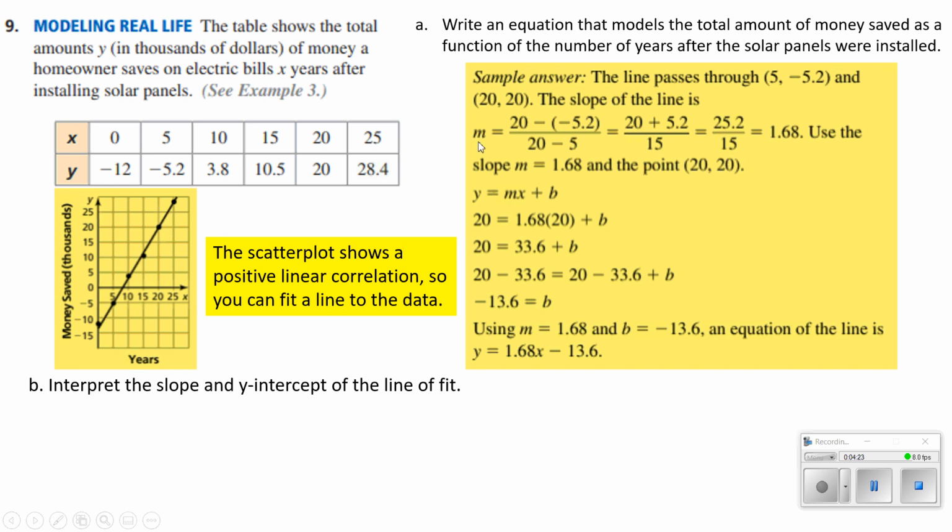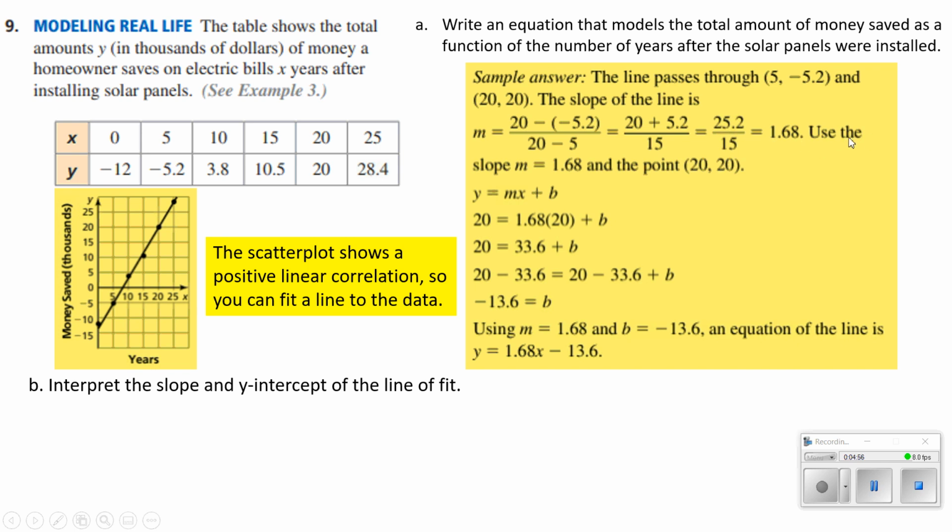Over here, we're going to put in our linear formula, right? So, our slope formula. So we're going to get 20. That's the one we had here, right? And we're going to minus negative 5.2. And then we're going to take 20, and we're going to minus 5. A negative times a negative is a positive, and 20 plus 5.2 is 25.2. 20 minus 5 is 15, so we have 25.2 divided by 15. That gives us 1.68.